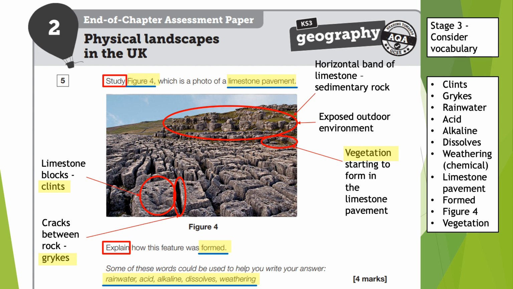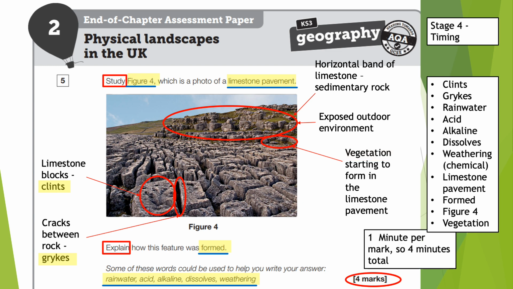You should hopefully remember from your class teaching that this limestone pavement will be formed by that process of chemical weathering. The rainwater will become acidic when it picks up carbon dioxide from the air or other sources of pollution. It will then fall upon this sedimentary limestone, which is an alkaline, reacting with it and causing parts of it to dissolve through this process of chemical weathering. It will lead to some of those features that you can see, such as the clints and the grikes, before vegetation will start to grow within the limestone pavement.